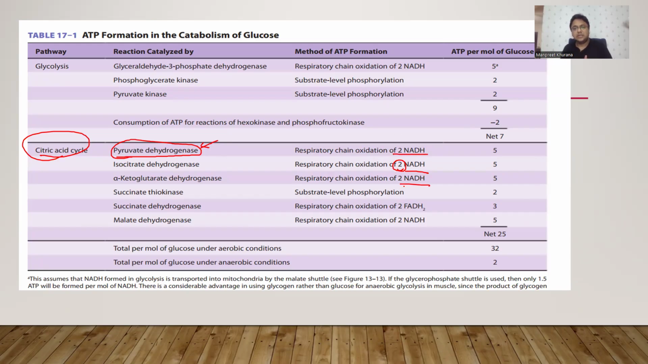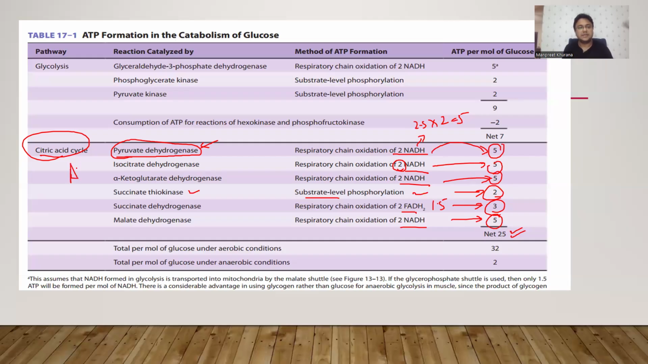So 2 NADH here, then there is substrate level phosphorylation, which I told you at the time of succinate thiokinase, where ATP is formed, then FADH2 and NADH, right? So one NADH gives rise to 2.5, 2 NADH will give rise to 5. So here also 5 ATP, 5 ATP, 2 ATP, 3 ATP, and 5 ATP. So 2.5 multiplied by 2 is 5. So they will give 5, 10, 15, 20, 23, and 2, 25. So net ATP formation is 25 from the citric acid cycle.